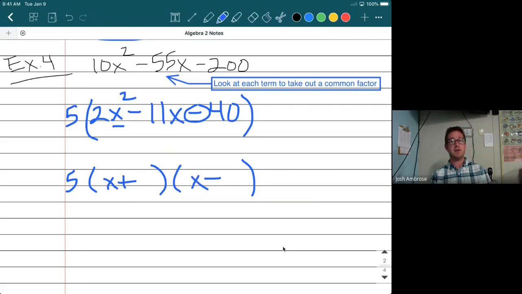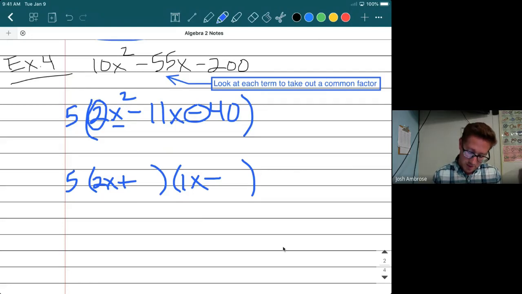Now, what we haven't used quite yet is a coefficient. That is a number in front of a variable. So that 2 has to break down, and a 2 is a prime number, so it can only be 1 and 2. Let's put that 2 right here. Let's put the 1 right here. And by the way, you don't have to put a 1, but I'm just showing you to be very thorough with that.